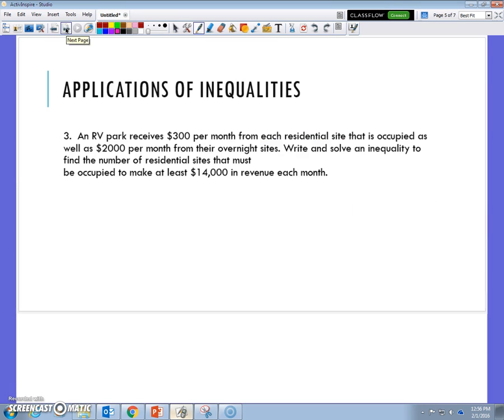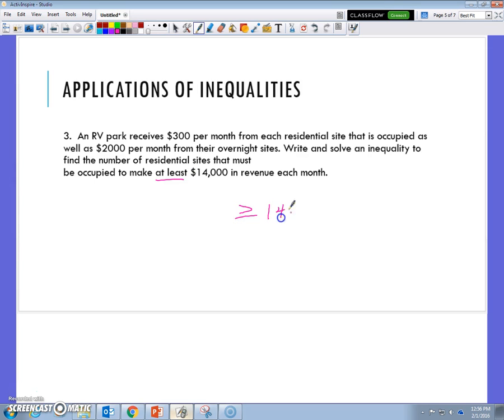Take a look at number 3. It says an RV park receives $300 per month for each residential site that is occupied, as well as $2,000 per month for their overnight sites. Write and solve an inequality to find the number of residential sites that must be occupied to make at least $14,000 in revenue each month. So once again, I see this at least sign. So 14,000 is okay. Anything more than 14,000 is okay.